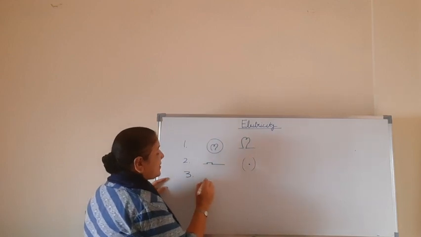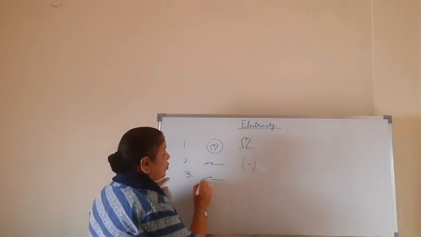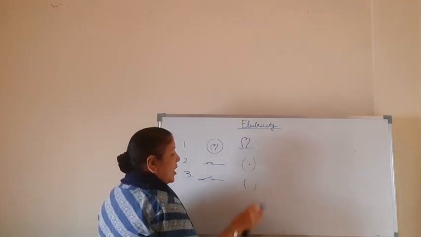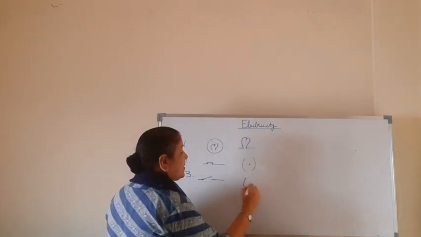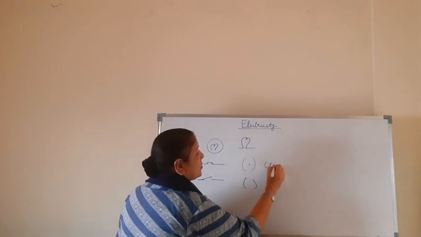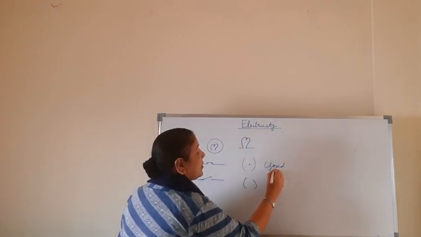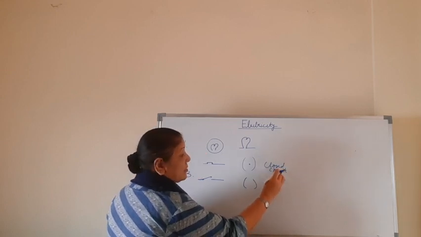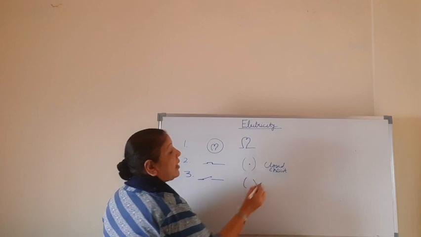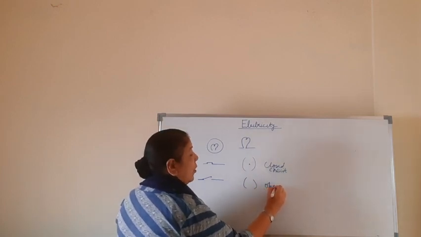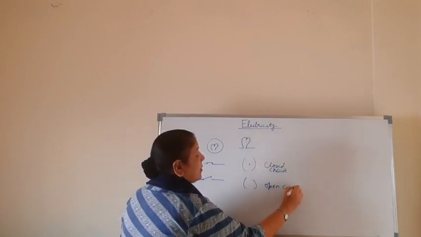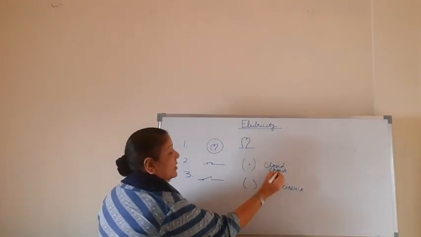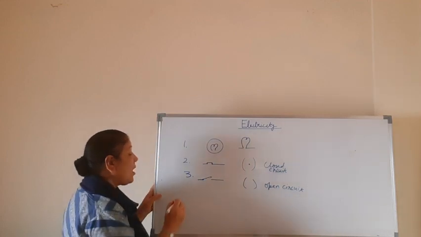Open means this, so no current is flowing this way, or I can simply show it like this. So this means it's an open circuit. This is a closed circuit where the current is flowing. And here this is an open circuit, no current is flowing. If you see here, there is one dot, so that's why it's a closed circuit.